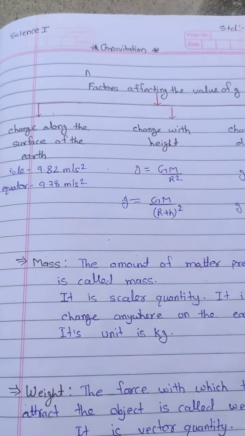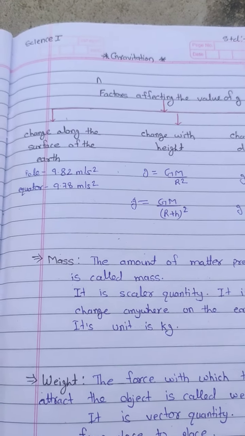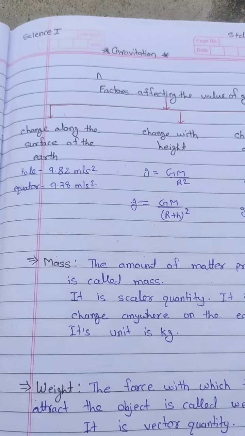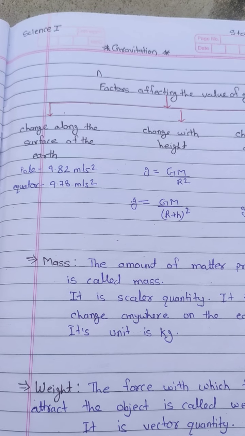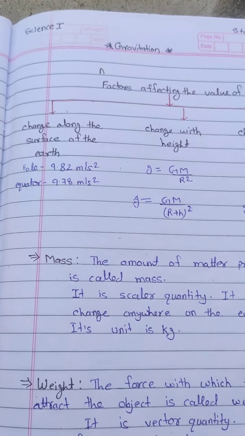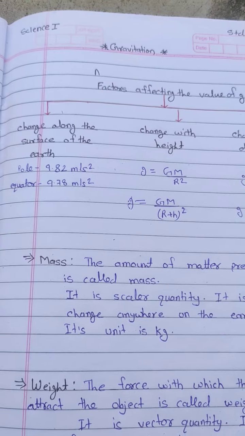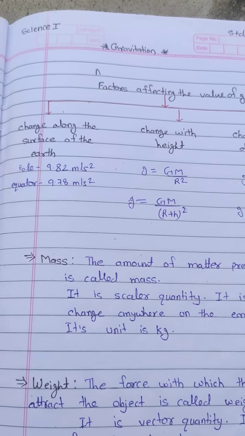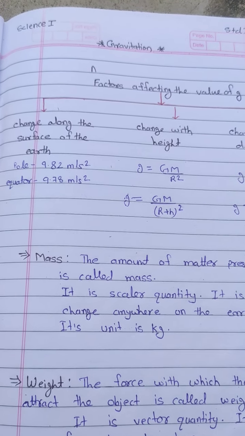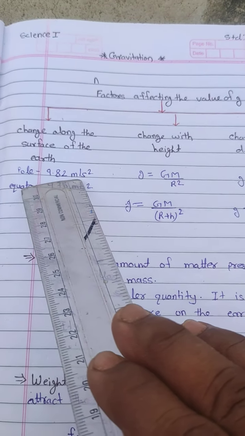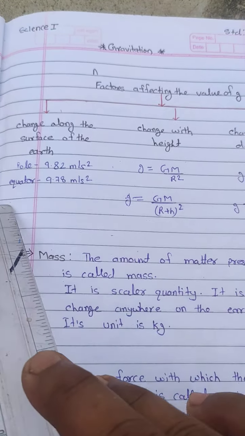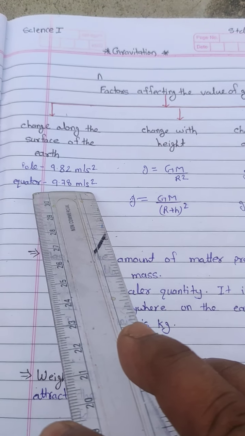Change along the surface of the earth means, we all know our earth is not perfectly spherical. It is an oval shape. And we also know our earth is a rotating surface. So at the pole the value of g is 9.82 meter per second square, and at the equator 9.78 meter per second square.